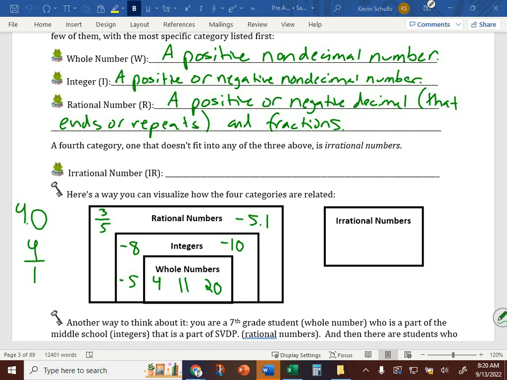Because then you've got that box that's completely separate, the irrational ones. None of the numbers we have up there so far are irrational. Does anyone know what an irrational number is? An irrational number is a decimal that does not end or repeat.